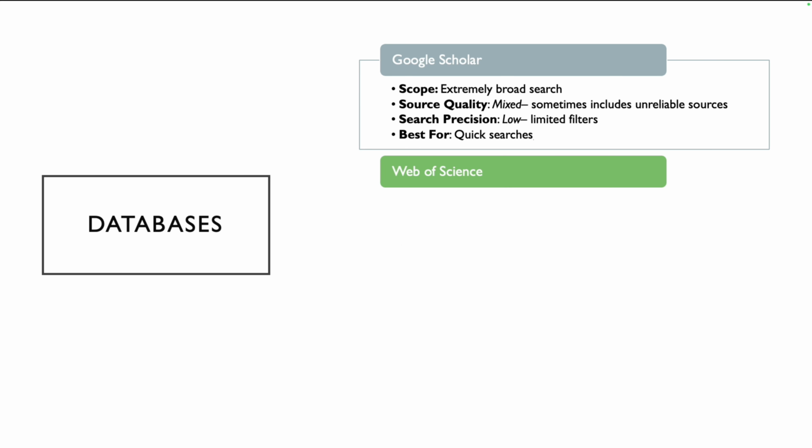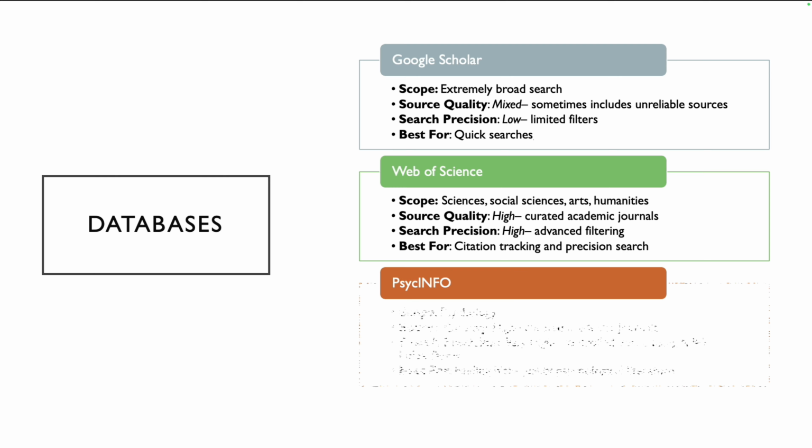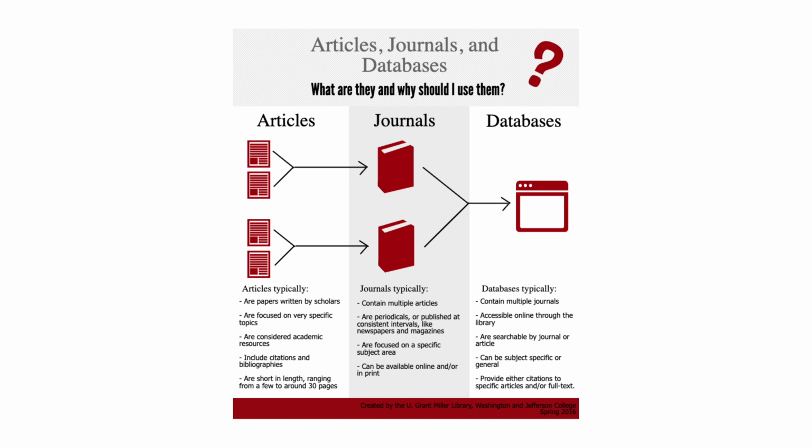Web of Science is more carefully curated, especially for the social sciences. It offers advanced filters, high search precision, and excellent citation tracking. PsycInfo is a highly curated psychology-specific database. It's ideal for finding high-quality psych papers, but its scope is much narrower, so it won't cover everything. So here's a useful graphic for understanding how articles, journals, and databases are related to each other.